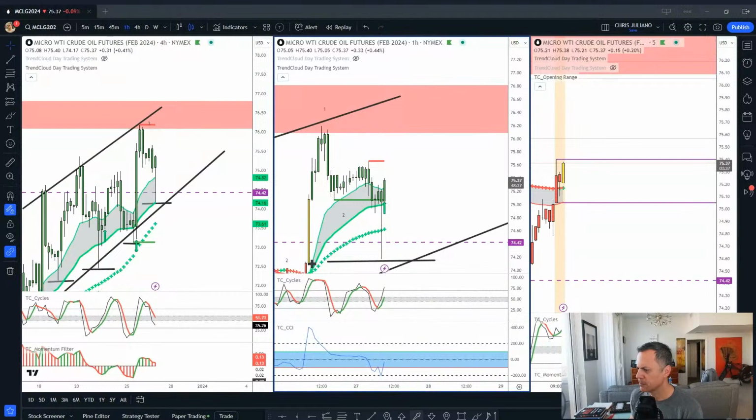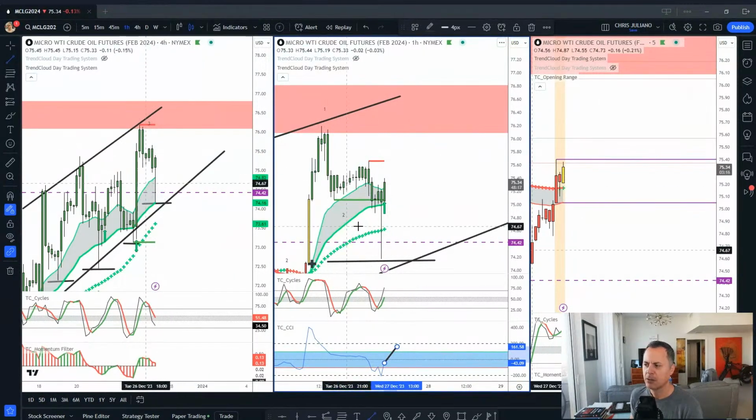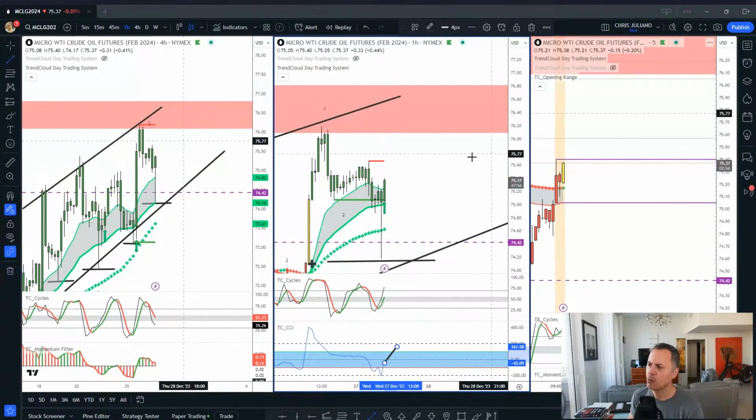What do we want the charts to look like in order to take this trade? See this CCI indicator? This is the Commodity Channel Index. The Commodity Channel Index, when it crosses above positive 100, means that you have a strong momentum to the upside. If it breaks below negative 100, it means you have strong momentum to the downside. So here we're in an uptrend on the middle time frame with very strong momentum going down. So what does that mean?